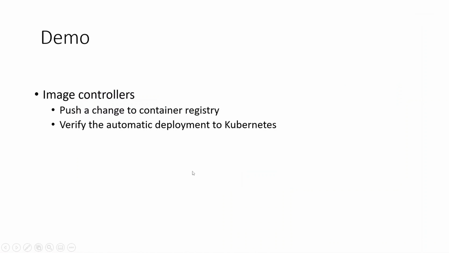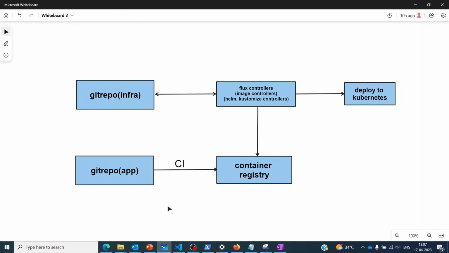Let's look at a demo. Here I have set up the image controllers in my Kubernetes cluster. What we will do is push a change to a container registry, and then verify the automatic deployment of those changes to Kubernetes. Let's look at the current setup.